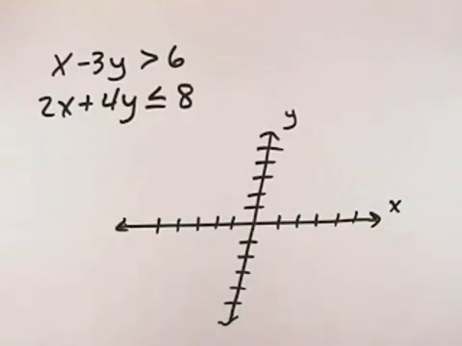In this problem, we have a system of inequalities, and the way you solve a system of inequalities is a graphical solution. So what we're going to do is graph each of these, and wherever the shaded regions overlap, that will be the solution to our system.